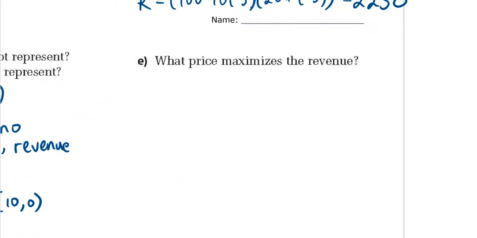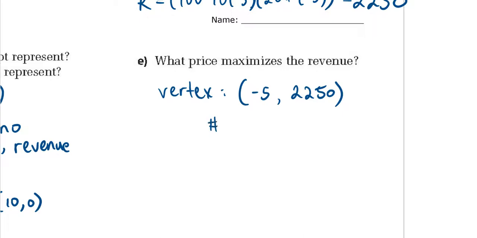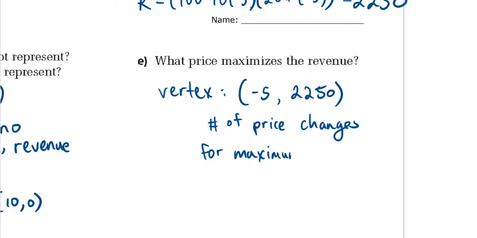So what price will maximize the revenue? Well, if we had only charged $20, we'd only get $2,000 of revenue. If you look at the vertex, it gives us an indication of what the maximum revenue will be. So the maximum revenue is $2,250. You can earn $250 more than we would expect if we reduce the price 5 times. So minus 5 means the number of price changes for the maximum revenue. So minus 5. So we're going to reduce it 5 times.